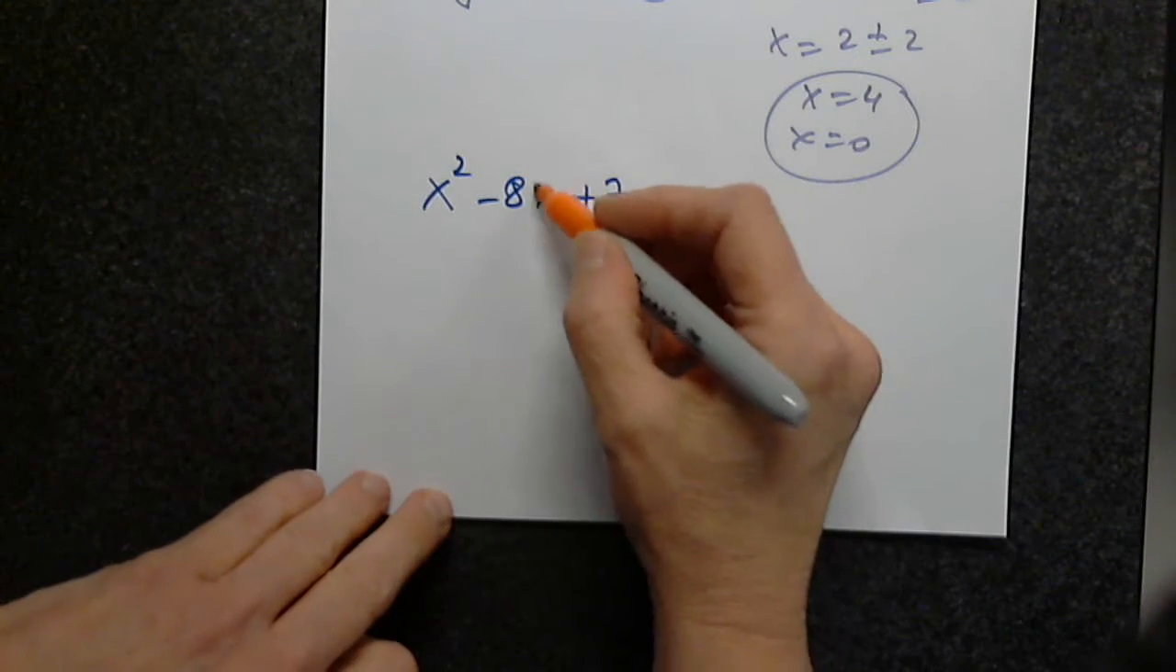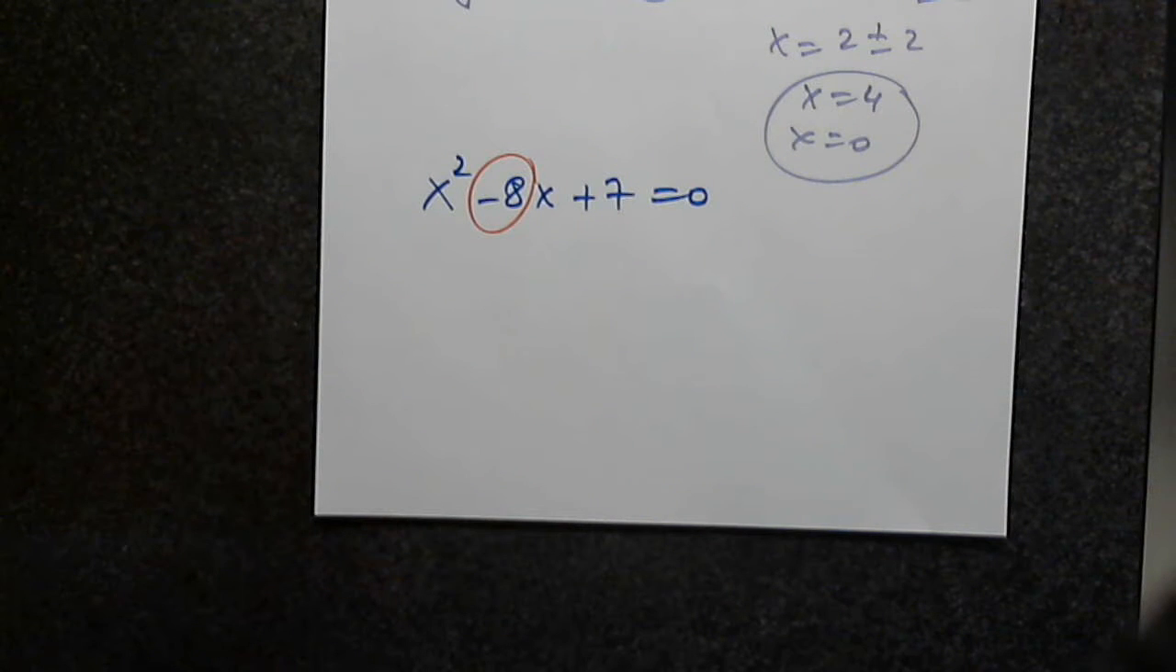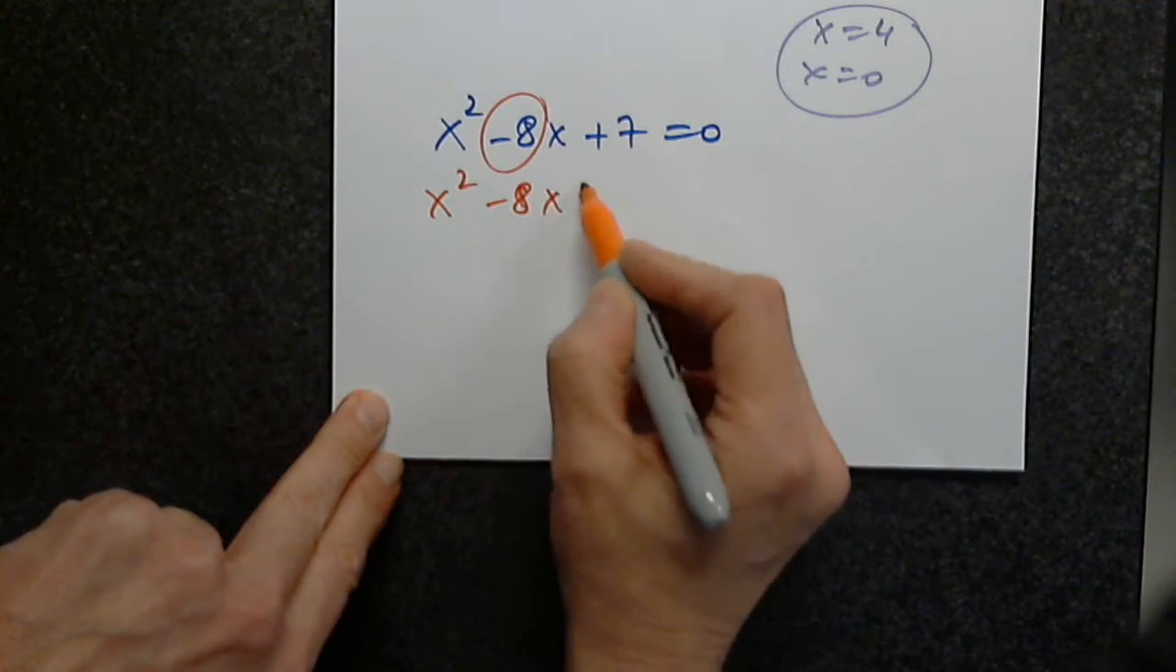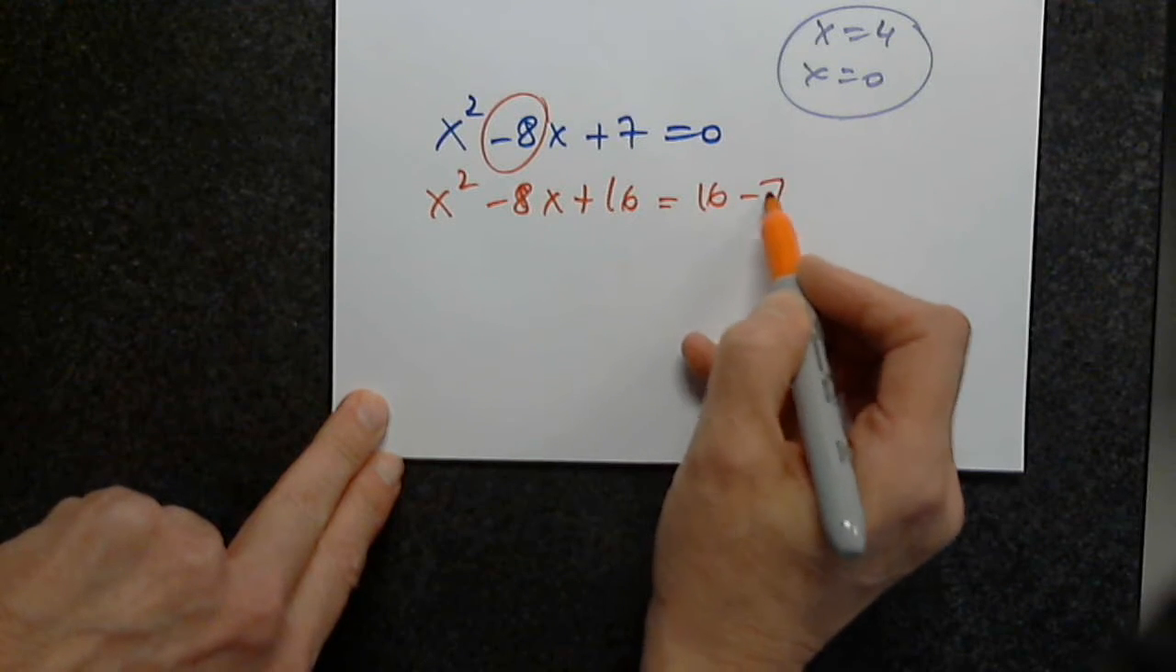Identify the coefficient. Excellent. The middle coefficient is negative 8. Let's divide it by 2. Negative 4. So then we square negative 4 and we get 16. So then I have x squared minus 8x plus 16 equals 16 minus 7.